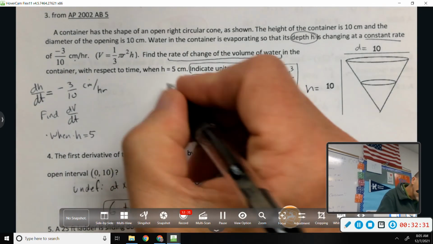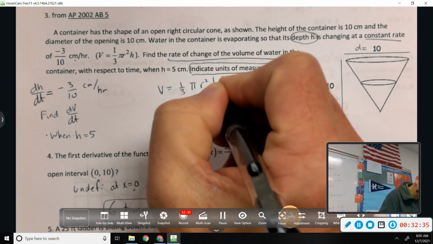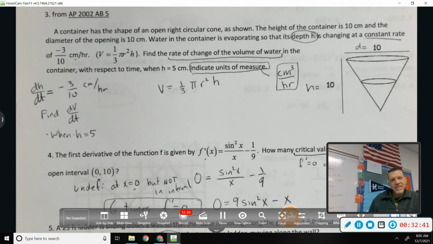Okay, V is 1/3 pi r squared h. If I take a derivative now, what do I have to use? What am I going to run into? The product rule, because I'll have r squared and h in there. It'd be really nice if h and r were related to each other, and that way I could make one of them go away.